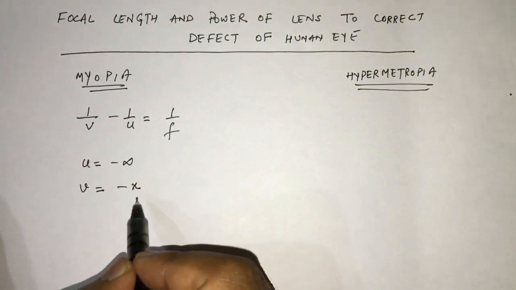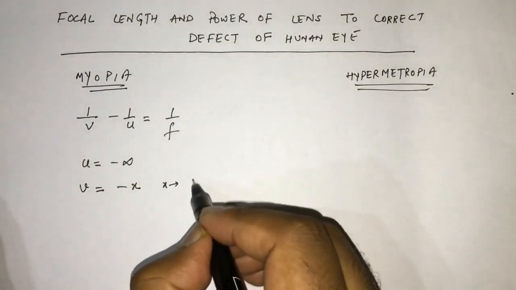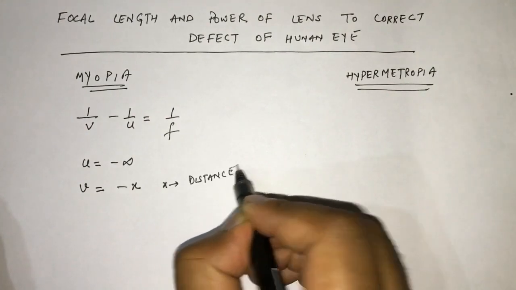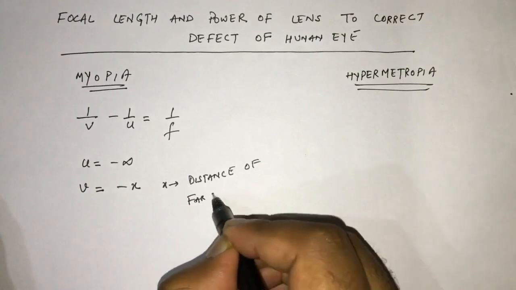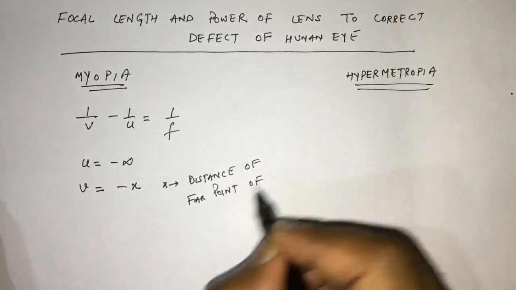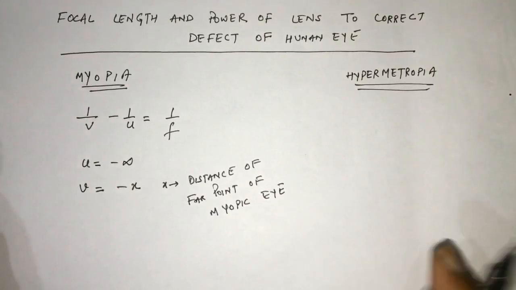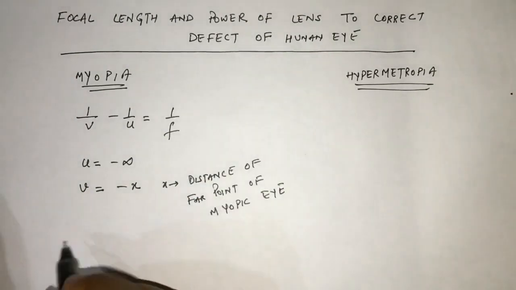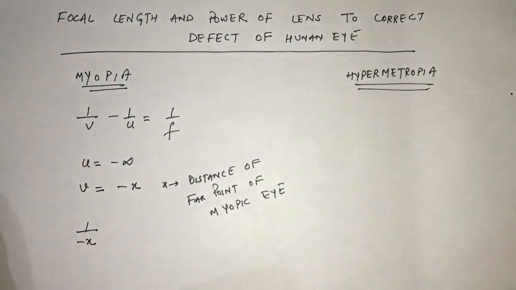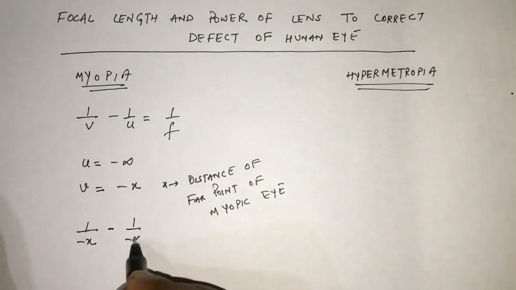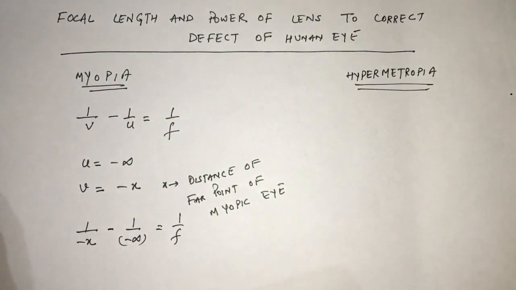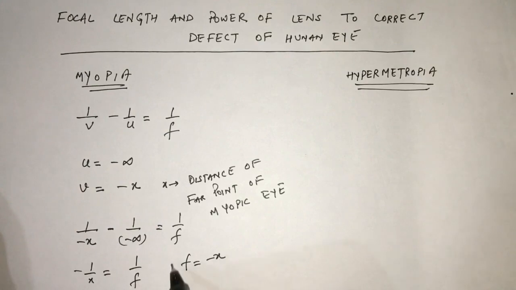I'm repeating again, X is the distance of far point of myopic eye. Now putting these values in this equation, we have 1 upon minus X minus 1 upon minus infinity is equal to 1 upon F. So 1 by infinity becomes 0. So it becomes minus 1 upon X is equal to 1 upon F. So F becomes minus X.